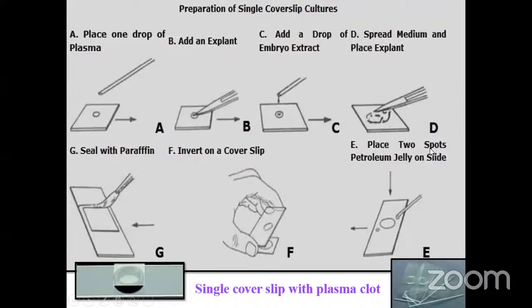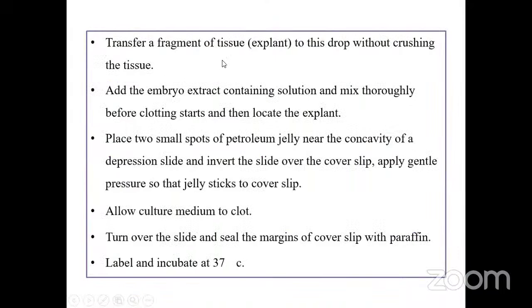And then place 2 spots of petroleum jelly on the slide so that it will seal. Okay, and we have to seal them, and we have to place them on the depression slide, where in the plasma clot it will get cultured. So transfer a fragment of tissue to this drop without crushing the tissue. Add the embryo extract solution and mix thoroughly before the clotting starts, and then locate the explant. Again, place the 2 spots of petroleum jelly near the concavity of the depression slide.